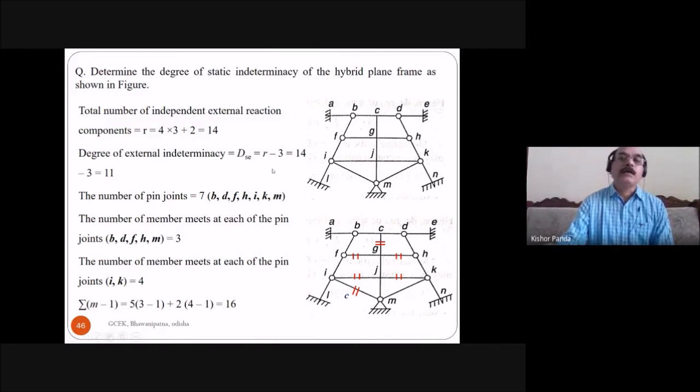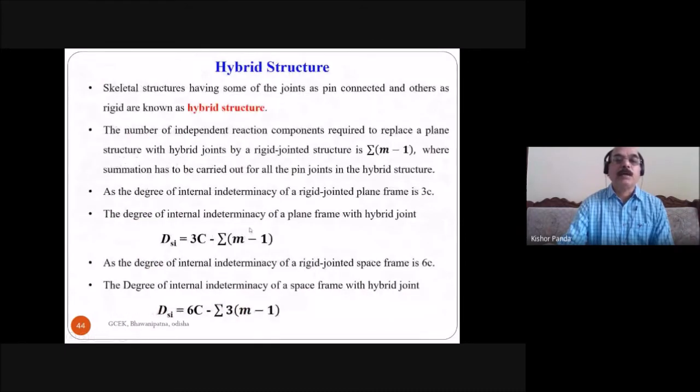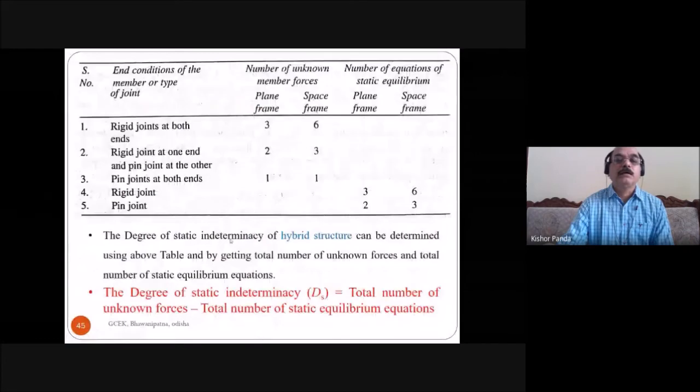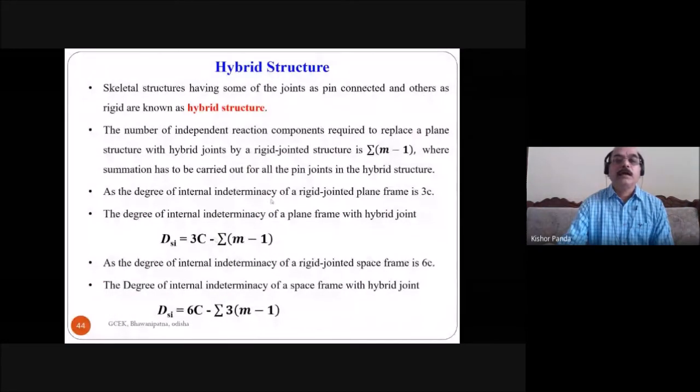Then find out the degree of internal static indeterminacy. For internal static indeterminacy, this is the formula for this hybrid plane frame: DSI is equal to 3C minus summation of (m minus 1). Here C is the number of chords required, and m is the number of members at each pin joint.